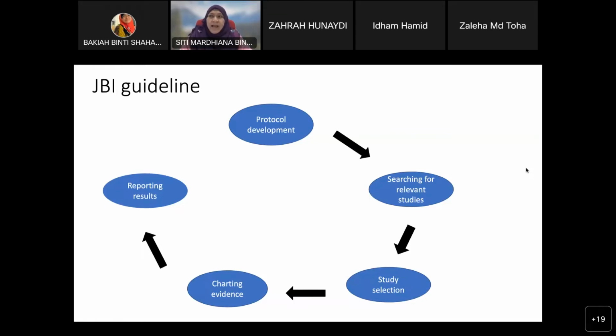If you are planning to publish in a JBI journal, such as JBI Evidence Synthesis, the protocol must be registered in the Open Science Framework. Otherwise, for other journals, you do not need to register the protocol. The common journals that accept protocols for scoping reviews are BMC or even the BMJ Open access journals. And then after you develop the protocol, you will start searching for the relevant studies, then select the studies that are related to your topic of interest, and then start charting the evidence from the papers. This charting of evidence means those that relate to your questions for your topic of interest, and then report the results and publish your scoping review.